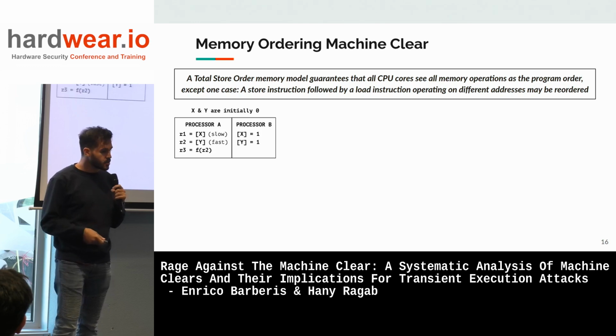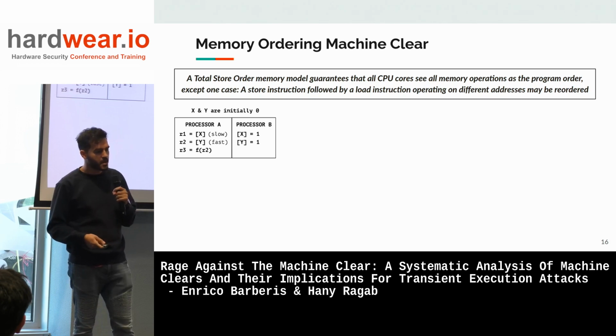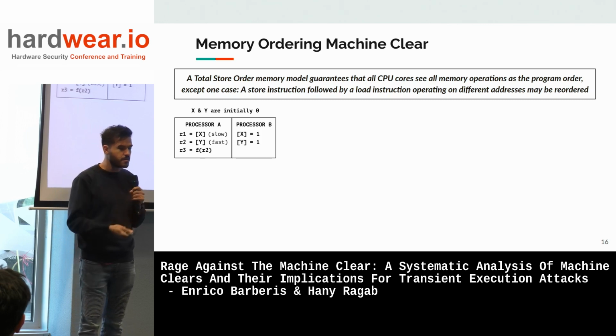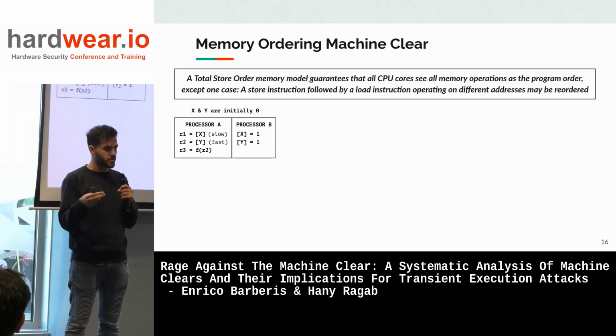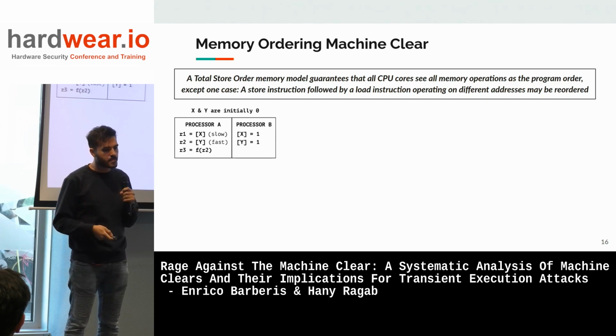Let's take a look at a snippet of code that would clarify this. So we have two processors, two cores. On processor A, we have two load instructions, followed by a function call. And then on processor B, we have two store instructions. So following the definition of a total store order, the two loads on processor A cannot be reordered. They have to commit in that specific order. And on processor B, the two store instructions cannot be reordered between each other. They have to commit in that specific order.